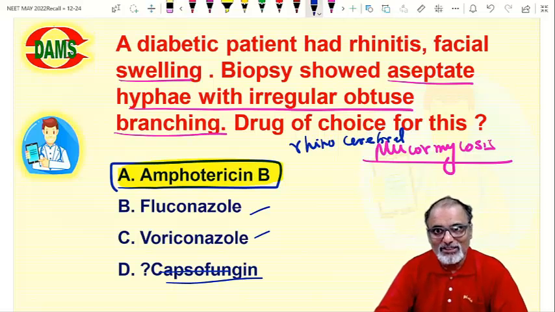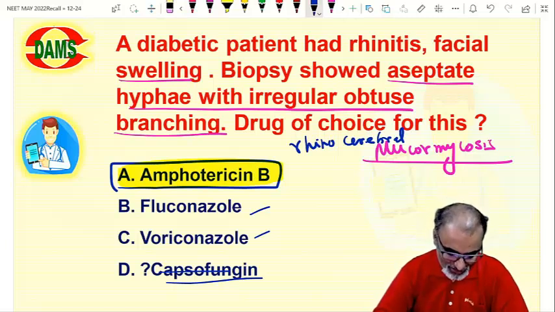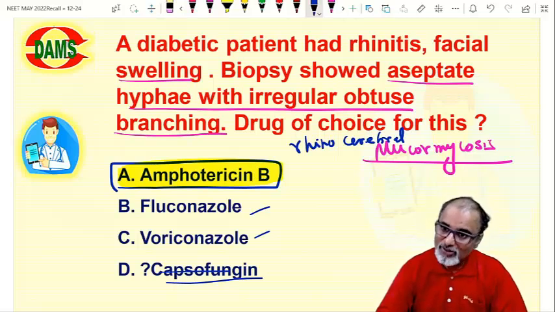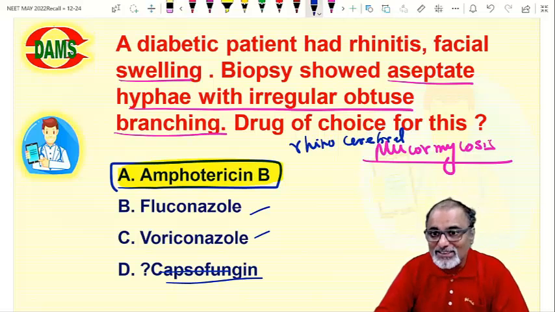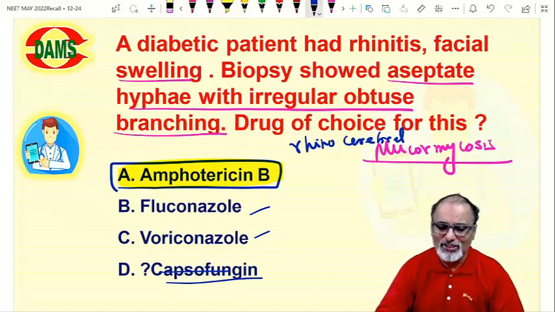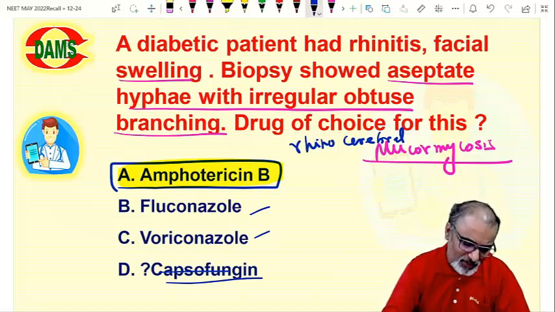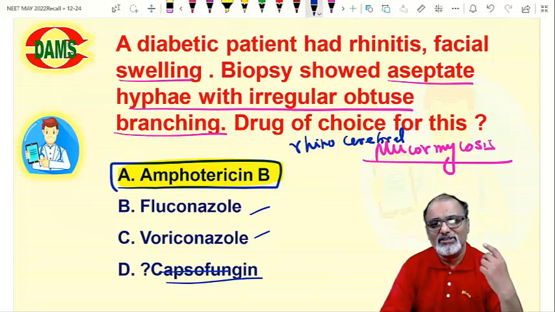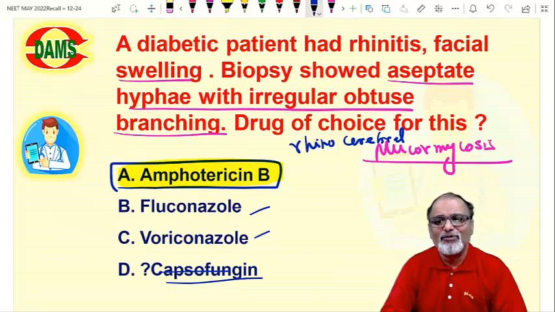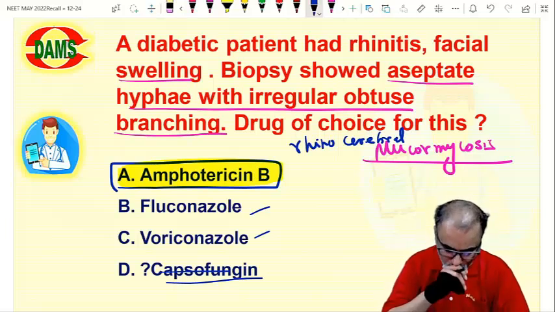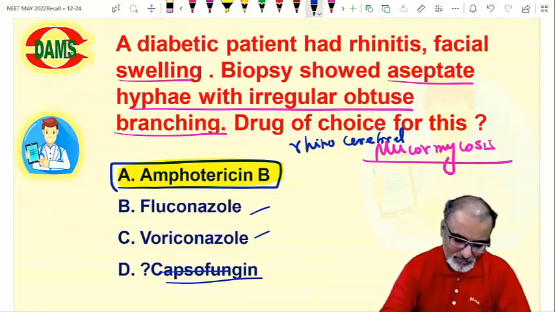If you don't know the question, then you remember all the choices. Psychology. How many questions can you remember? It's student psychology. If they don't know, the question is really tough. They remember the full question, they remember all the choices. If the question is easy, the answer is easy, they remember only what they studied and applied. So after reading the second line, aseptate hyphae, rhinitis, facial swelling, it's mucormycosis. Treatment amphotericin B. That's all, they go to next. With surgical management.